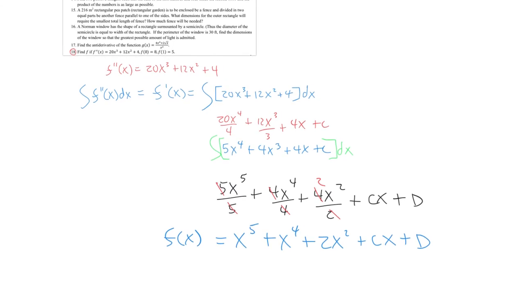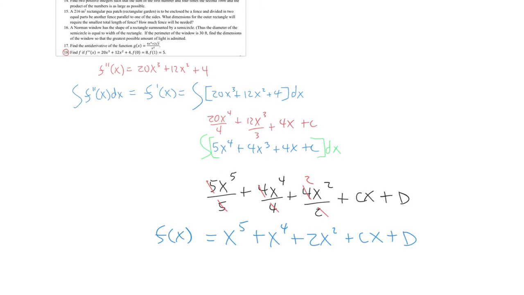And then we could use the information that they gave us. Apparently, f of 0 is equal to 8, and apparently f of 1 is equal to 5. So if f of 0 is equal to 8, that means that when x is 0, the whole thing is equal to 8. So that means that this d is 8. So I'm going to go ahead and replace d with 8. Now pause the video and think about that if need be.